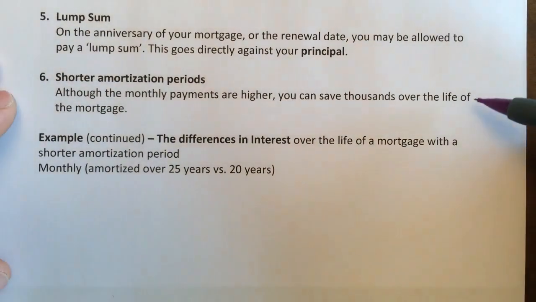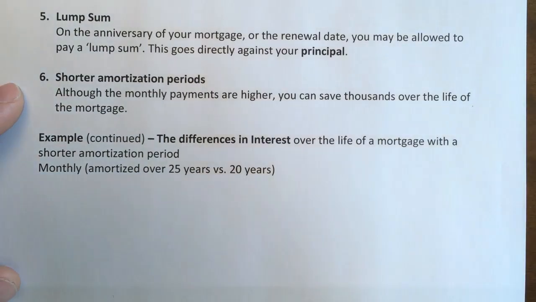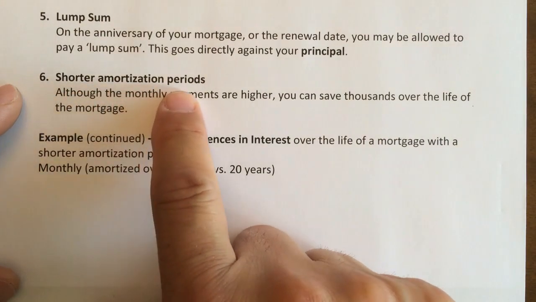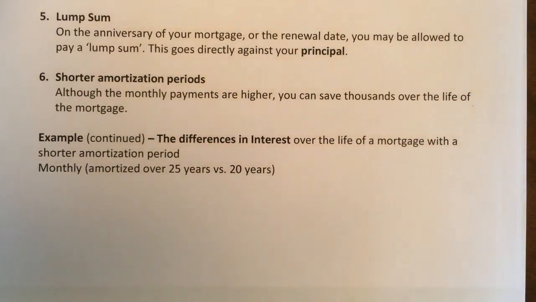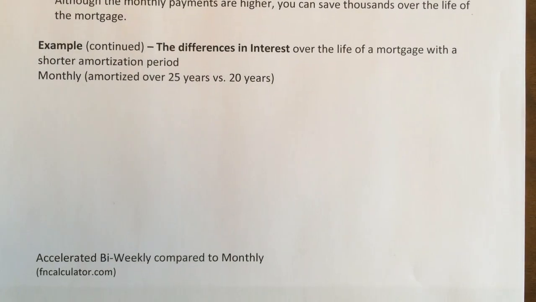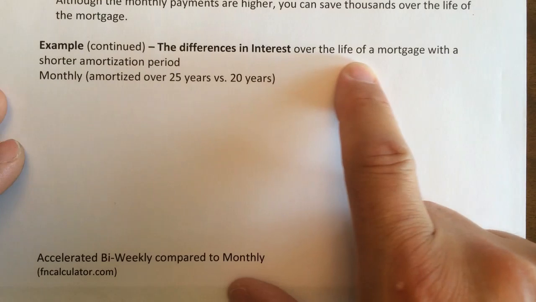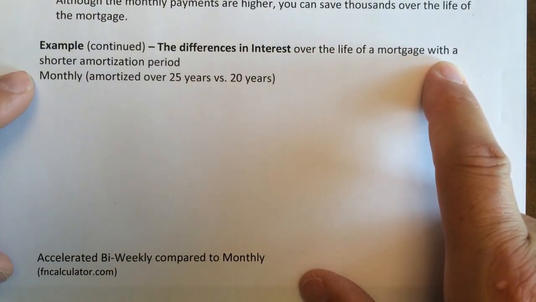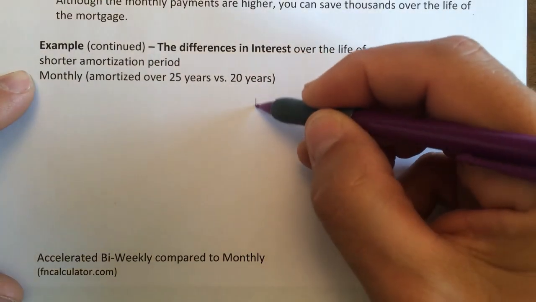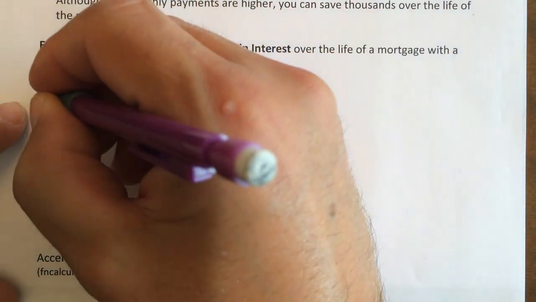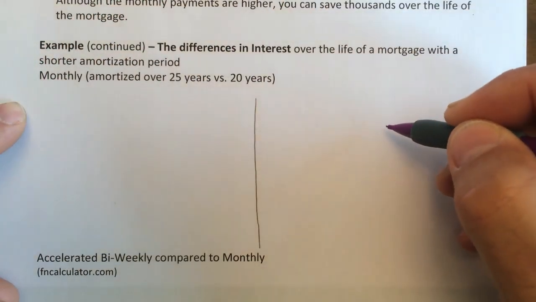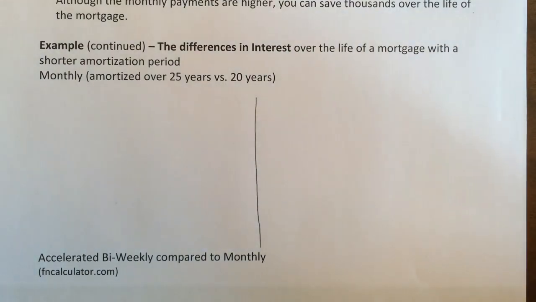Another way to save money and pay less interest is to shorten the amortization period. That means instead of having a mortgage that lasts for 25 years, you might try to shrink it down to 20 years. And so here's an example that we're going to do. The difference in interest over the life of a mortgage with a shorter amortization period. So I'm going to split this into two pieces here. And I'm going to say 25 years over here and 20 years over here. And we're going to use the example we started with.